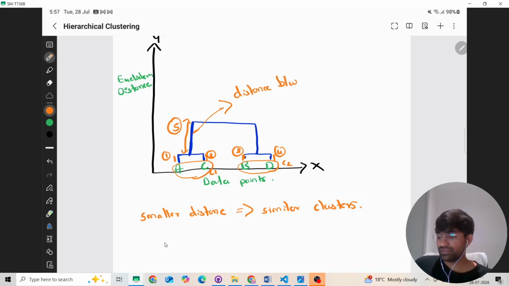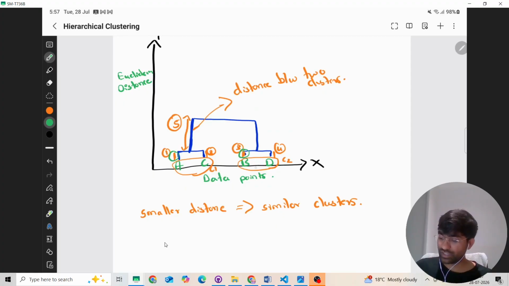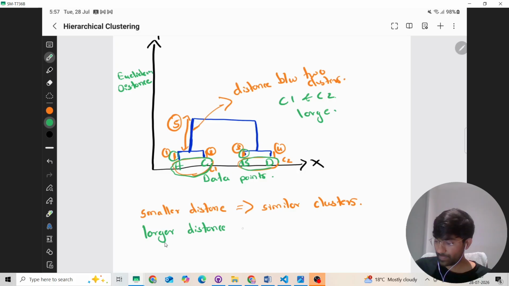the distance between two clusters. For A and C, the distance is less. For B and D, this distance is less. But for the clusters C1 and C2, if I join A and C and join B and D and compare these two clusters, the distance between C1 and C2 is large. That means larger distance is dissimilar clusters.